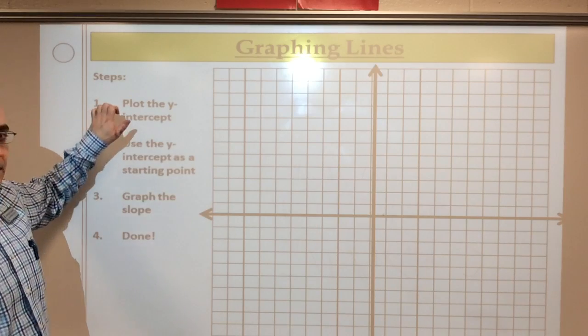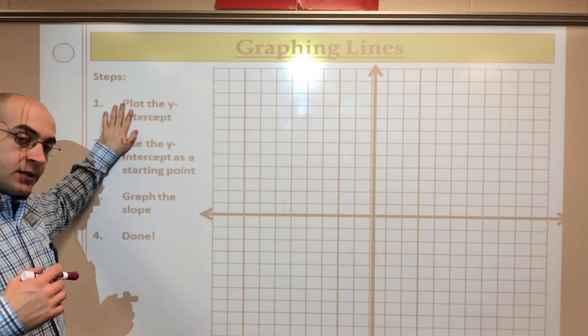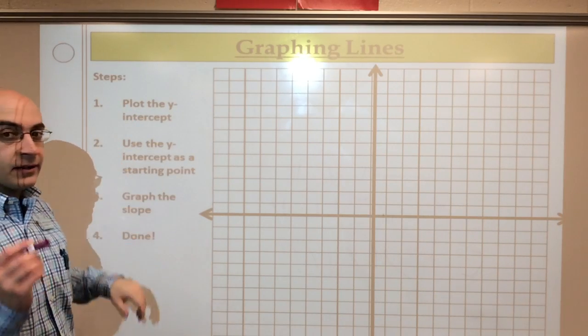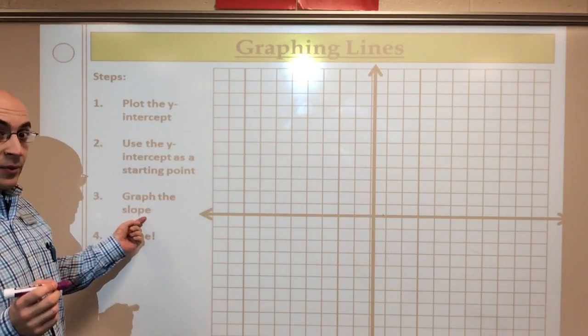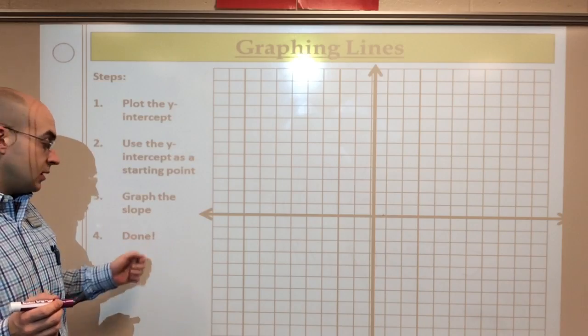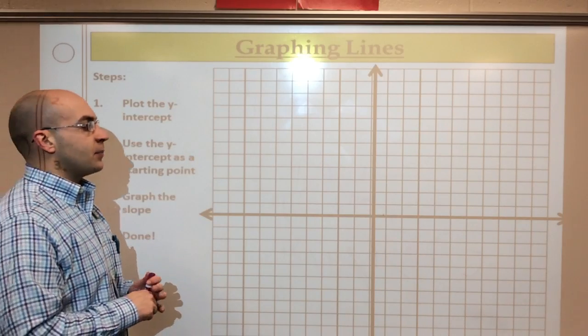My steps are, I'm going to plot the y-intercept as a point. I'm then going to use the y-intercept as my starting point. And then I'm going to use that starting point to graph the slope. I'm done. So let's try a couple ones together.